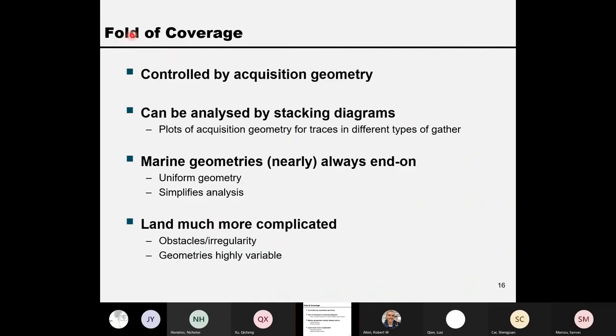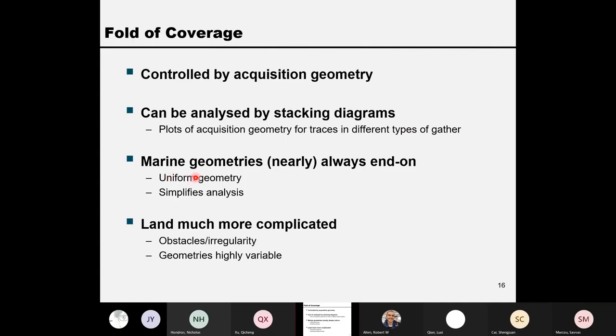So the fold of coverage is controlled by the acquisition geometry in the field. Although the processing is done in the processing house, the fold is determined by the field acquisition. You cannot increase or reduce that by processing, right? I will show you a stacking diagram, so how to get the fold number, in the next slides.